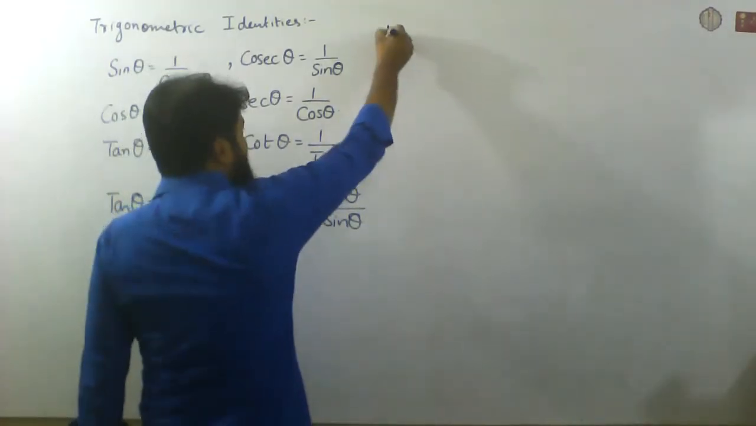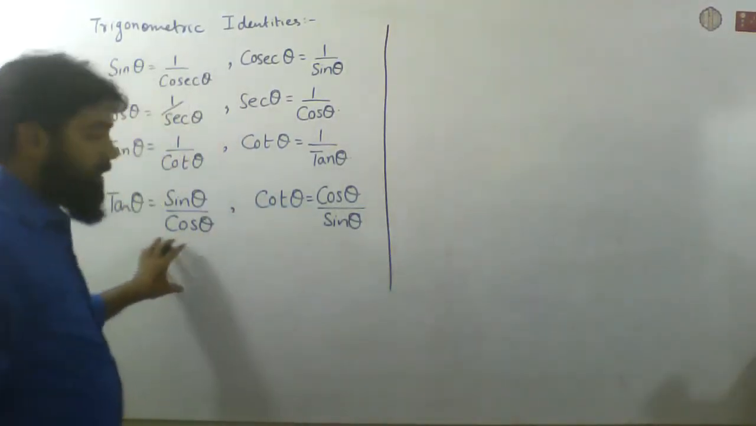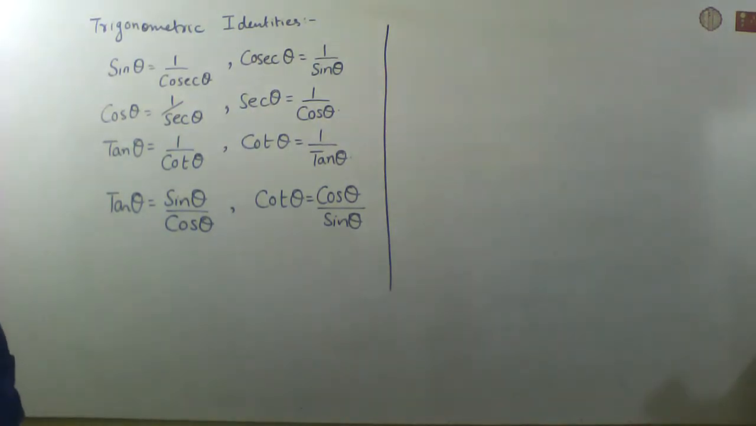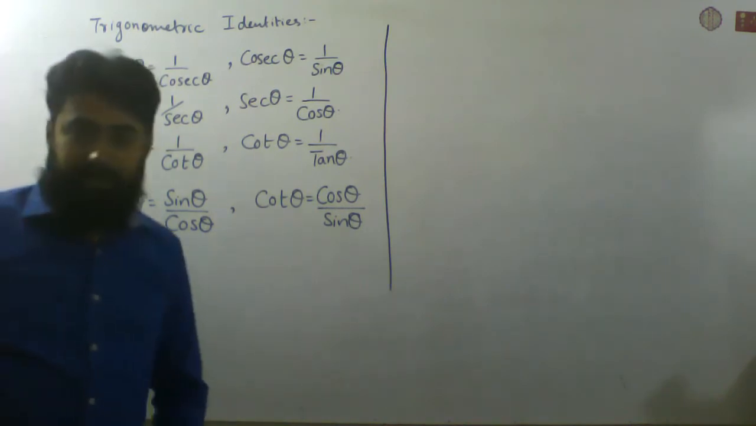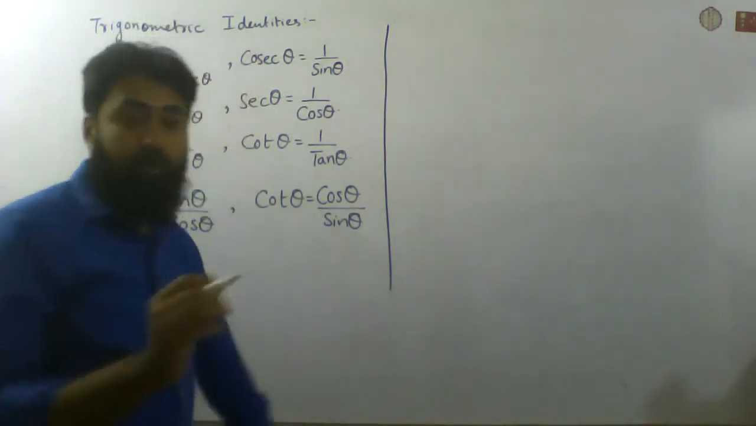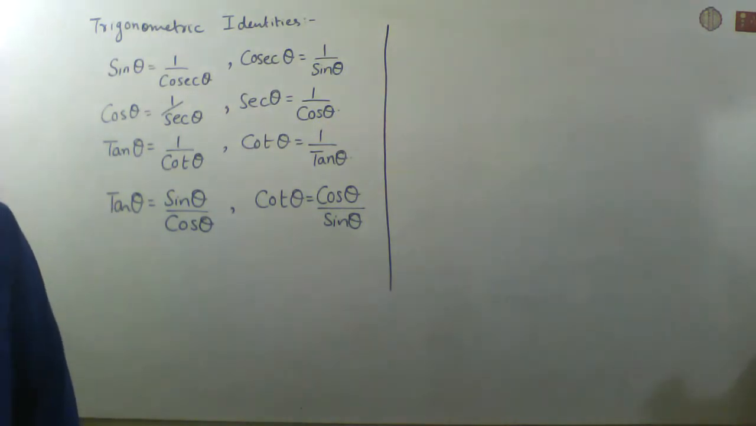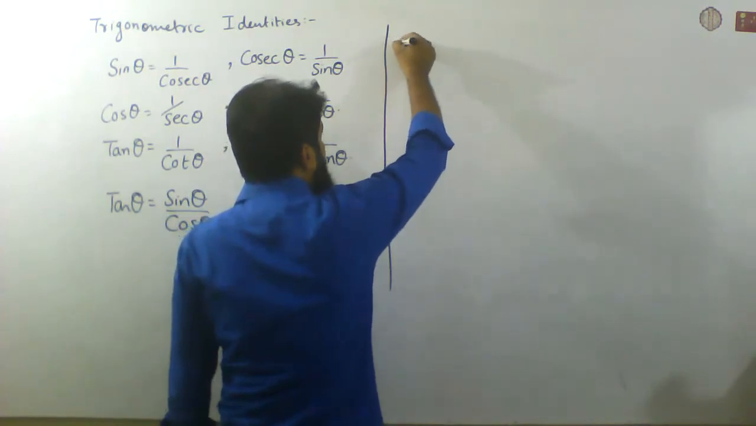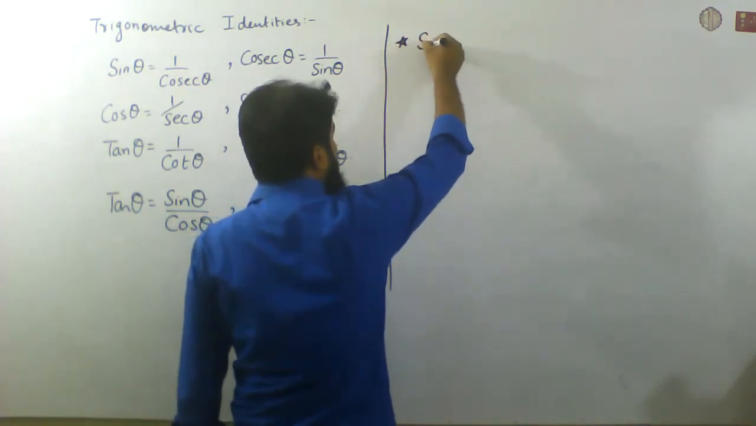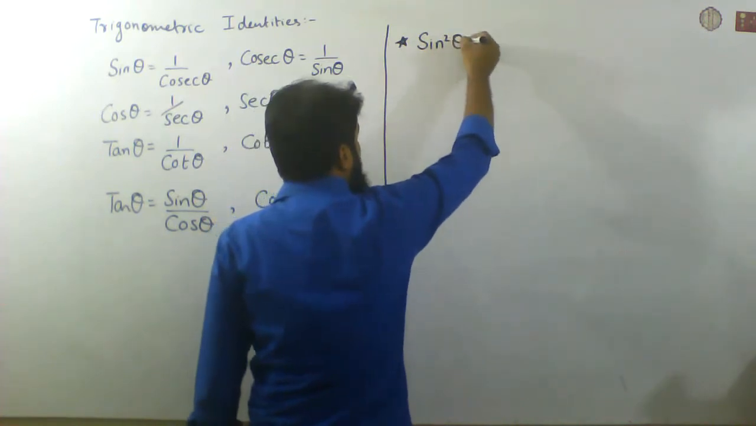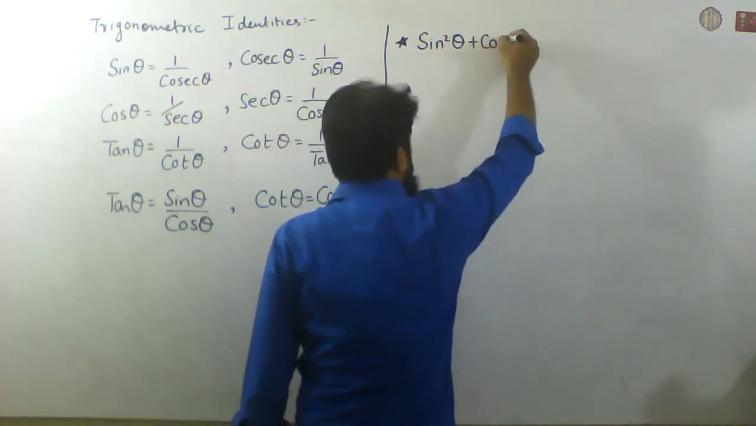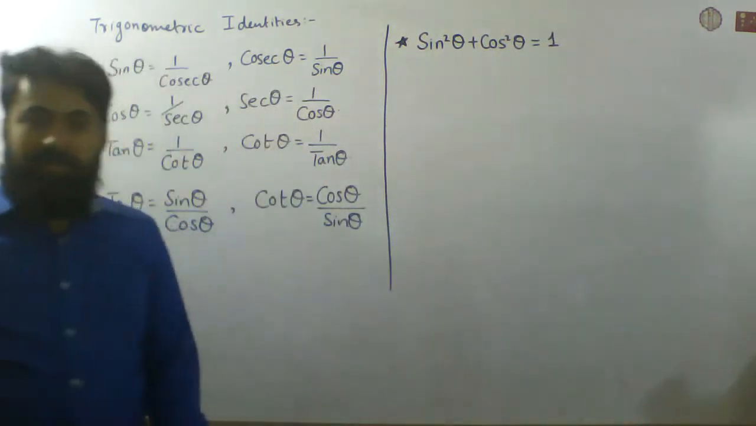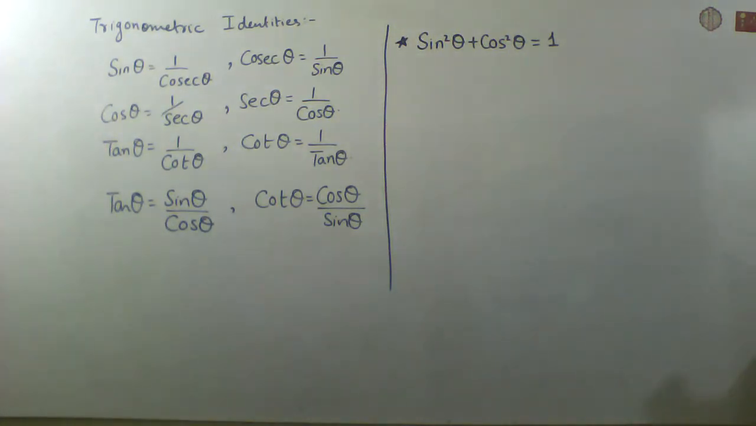Now, these are all called your reciprocal relations, or reciprocal identities. Now I am going to talk about squaring identities. What are the squaring identities? First of all, the first squaring identity is sin square theta plus cos square theta equals 1.